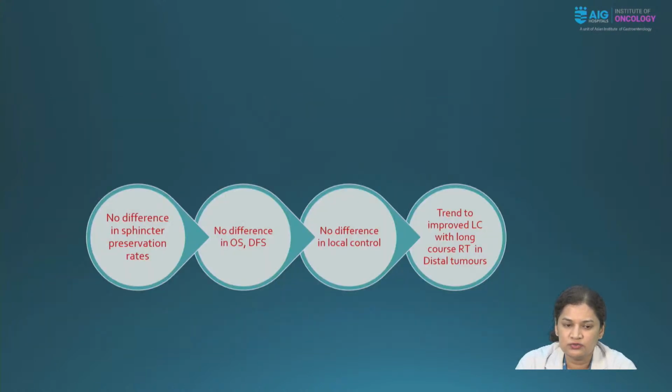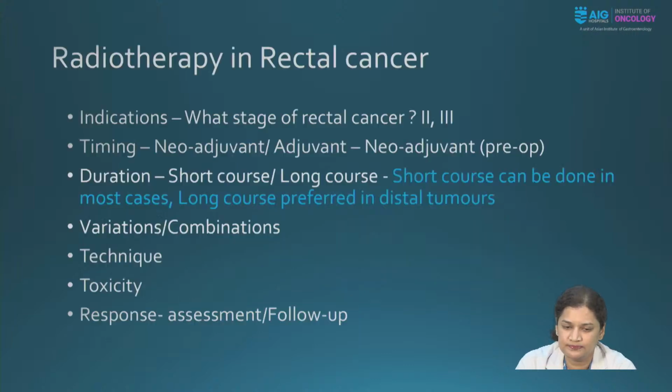With the short course versus long course, there wasn't any difference in sphincter preservation rates, no major difference in overall survival or disease-free survival, no difference in local control. However, one of the studies showed a trend to improved local control with the longer course radiotherapy in distal tumors. So again, to answer the question of what duration is best, a short course can be done in most cases, but a long course is possibly preferred in distal tumors.